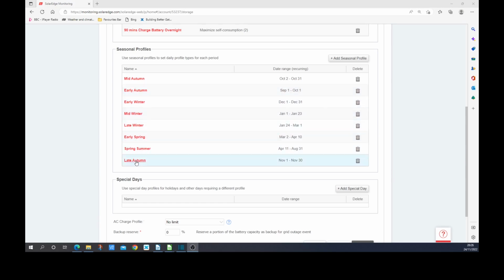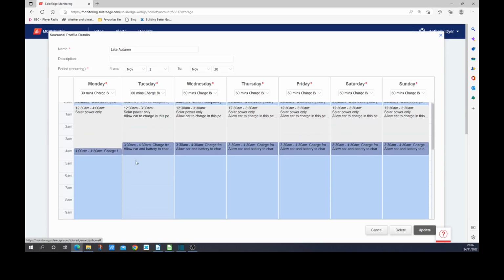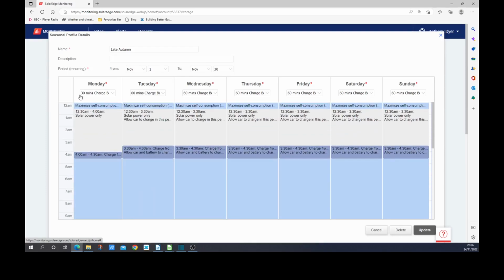So if we go into late autumn, you can see what we've got is 30 minutes of charging. We've got 60 minutes of charging, and we can select 90 minutes of charging for the battery. The remaining 4-hour period is reserved for allowing the car to charge up. It's also reserved for allowing the hot water cylinder to be charged up.